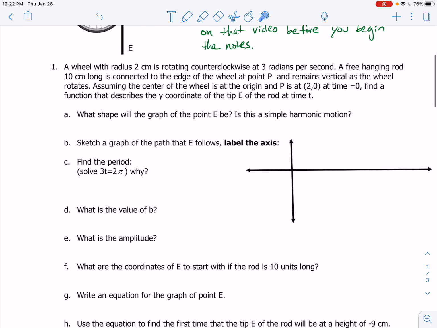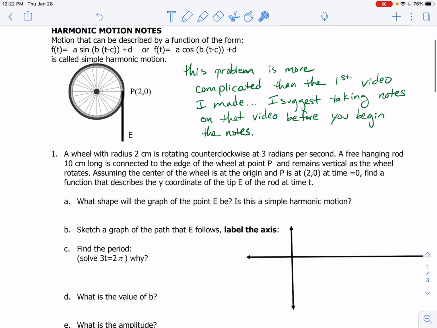All right, so let's actually look at this one. The original problem that I did is a little easier because it's this point and it goes around like that. This problem, we're talking about this point that is 10 centimeters down. So this right here would be the point 0, -10. Assuming that the center of the wheel is at the origin and P is at that position at time 0, find a function that describes the y-coordinate at time t.